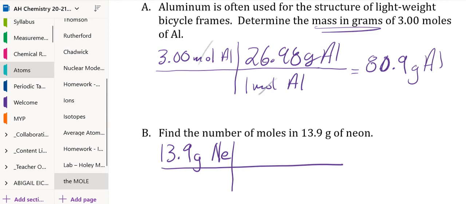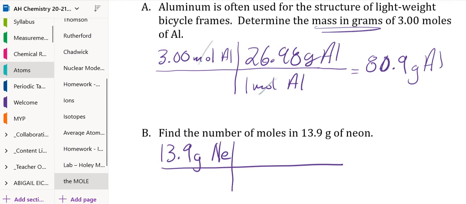Okay, what are we going to do here? We've got grams of neon and we want to find moles. So what allows us to go between grams and moles? Molar mass, right? That's our conversion factor. So we need to find neon on our periodic table. What's the molar mass of neon? 20.18.